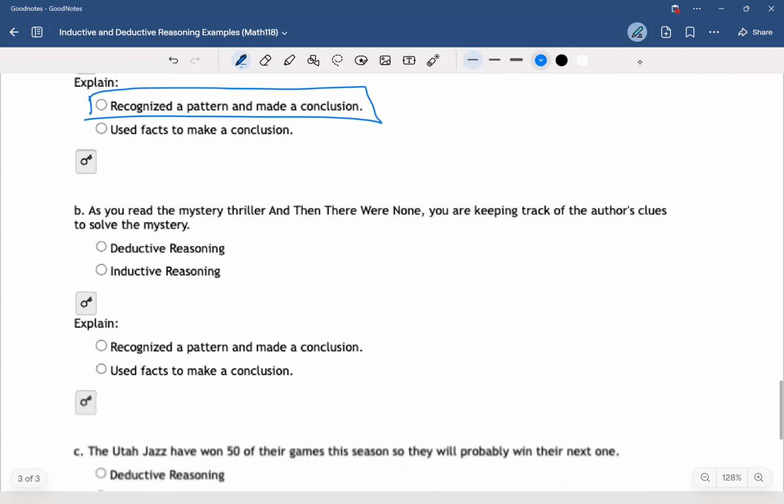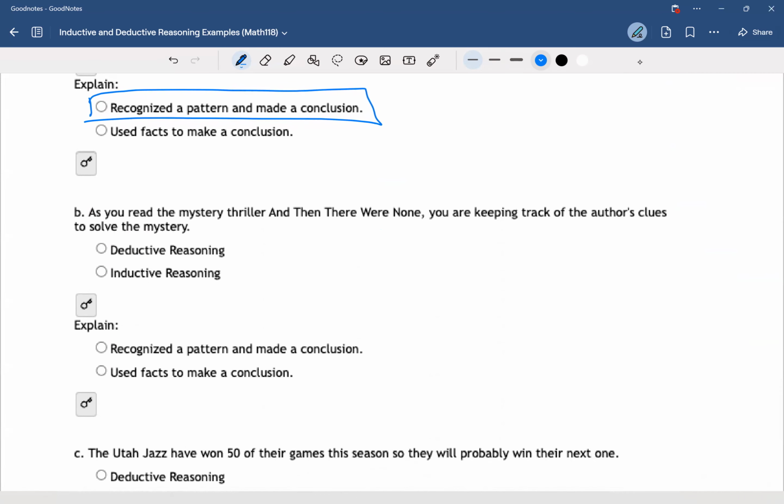All right. Next question. As you read the mystery thriller And Then There Were None, you are keeping track of the author's clues to solve the mystery. Okay. So now it's not that you're running sort of experiments, but you're looking at the rules or the facts that this author had laid out to make a conclusion, to solve this mystery. So I would argue that you are using facts to make a conclusion, and we know that that is deductive reasoning. Okay.